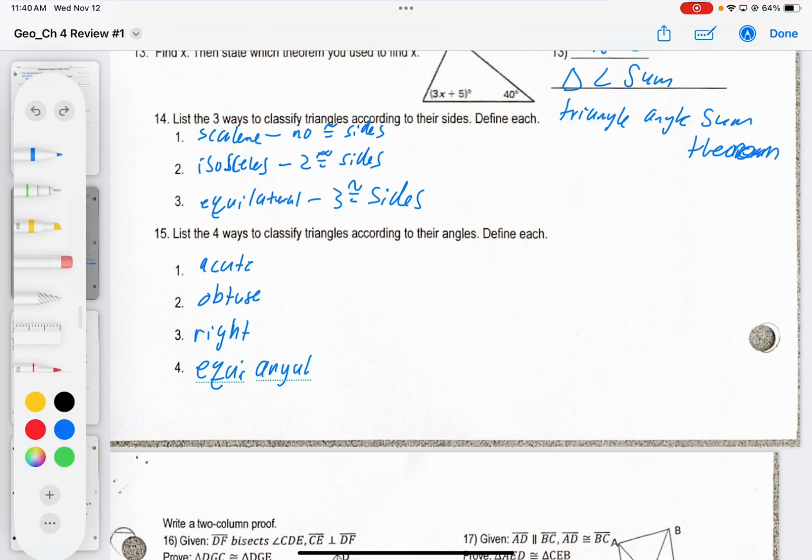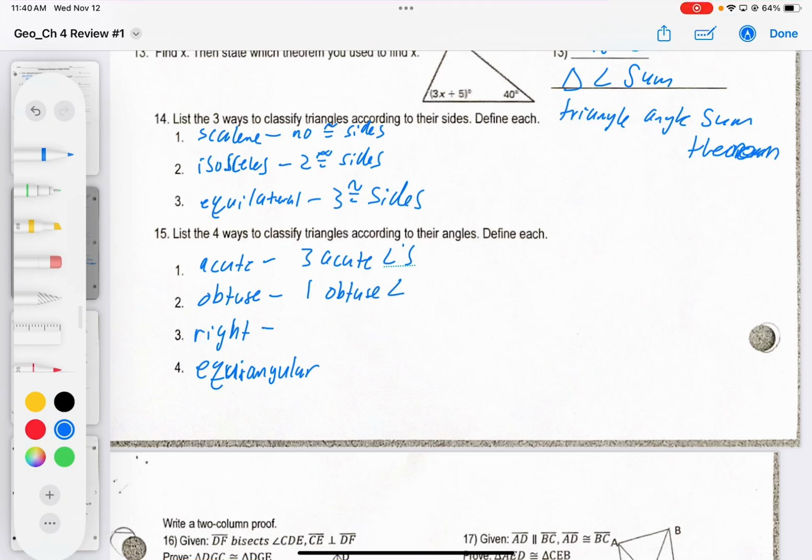Equiangular. I just don't like it. Is there a unit? Equiangular. If it's acute, what does that mean? It is less than 90. Three acute angles. If a triangle's acute, it has 3 acute angles. If it's obtuse, what does that mean? Something about 180. One obtuse angle.